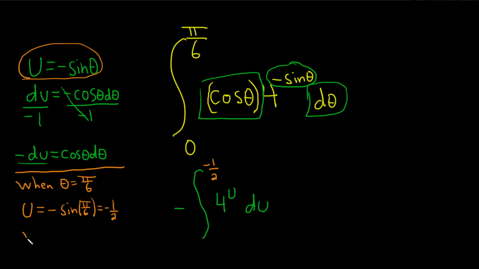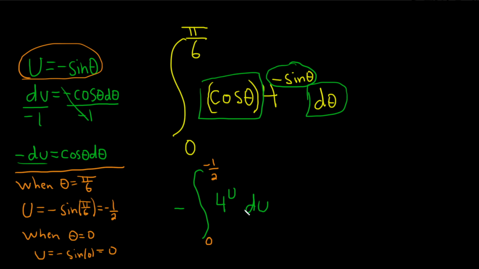How about the other one? When theta is equal to 0, then we get u equals negative sine of 0. And the sine of 0 is 0, so all of this is just 0. So that's just 0. So now we can finally integrate.